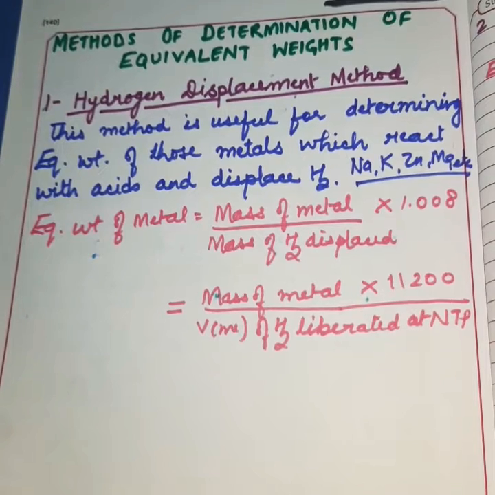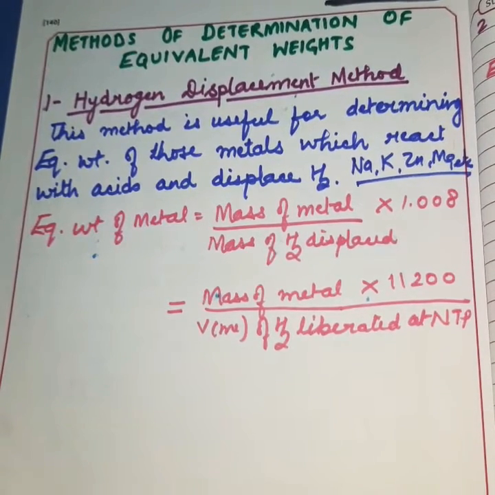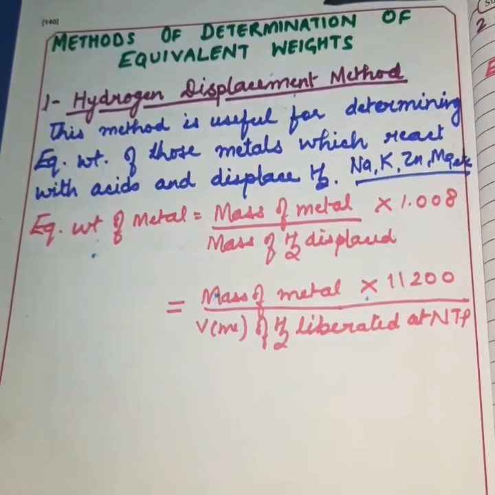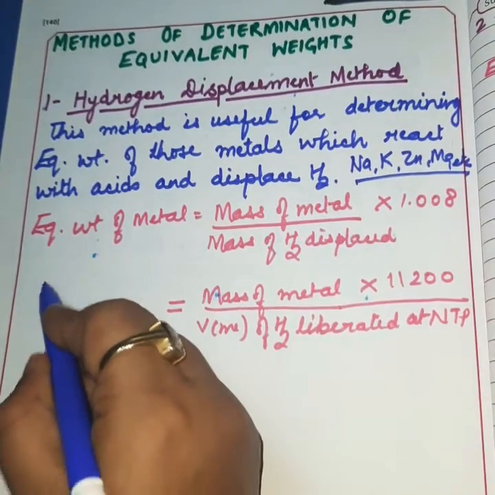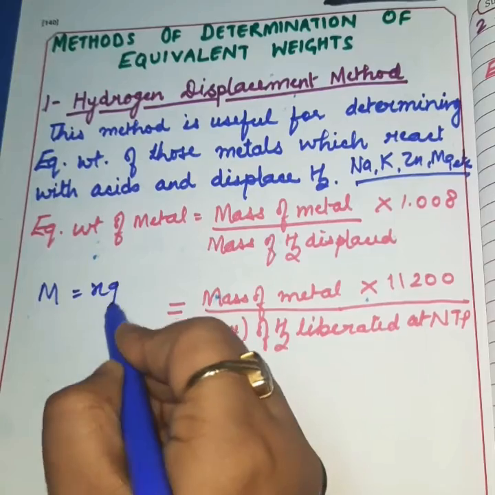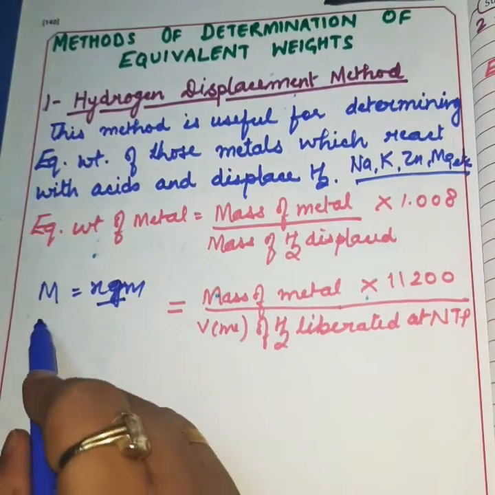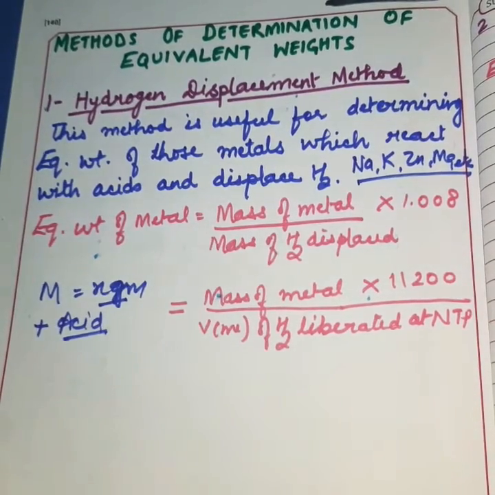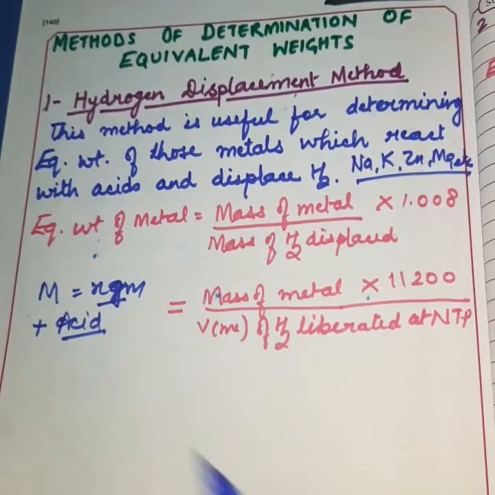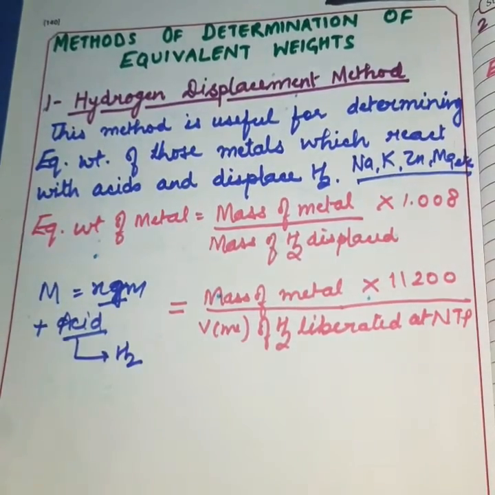Though we have a direct formula, I believe in knowing the technique of developing the formula. So I have written the formula, but I would like to explain how this formula can be derived. In this method, what is done? A particular known mass of a metal, suppose we have a metal M and its mass is x gram, is made to react with excess of any dilute acid, like dilute HCl or dilute H2SO4. So that metal can displace hydrogen from the acid. I hope it is clear.